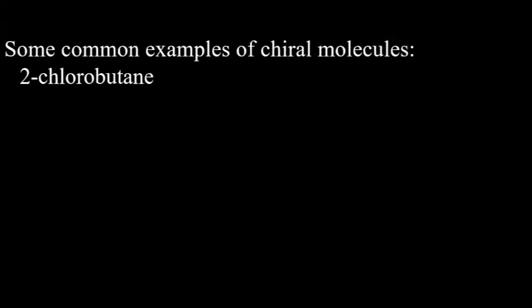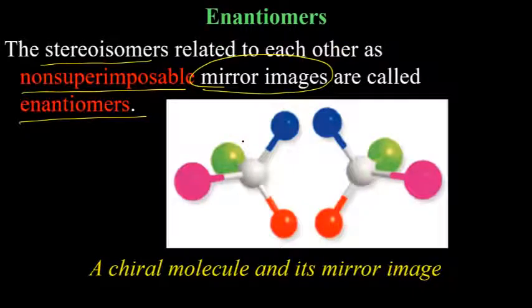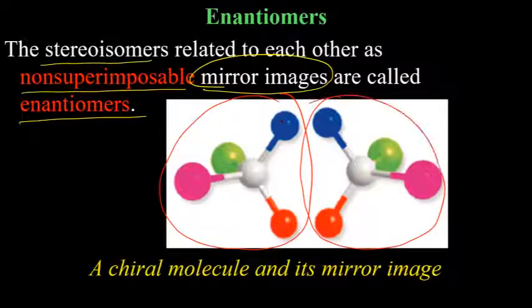So in simple terms, we say that if the molecule and its mirror image are not superimposable even after rotation, then these are chiral molecules and these two structures are known as enantiomers.